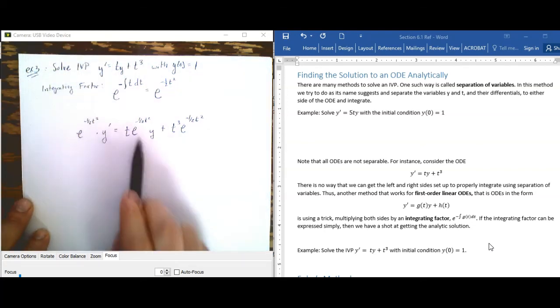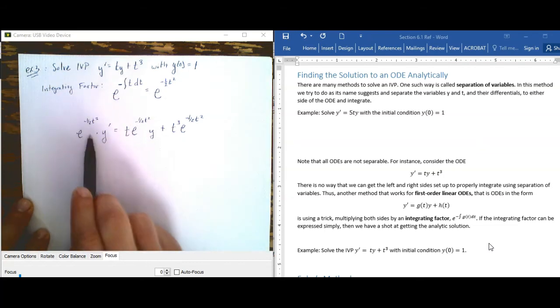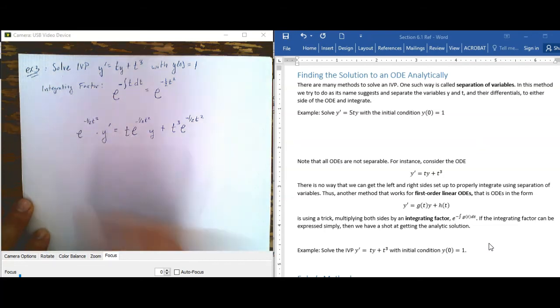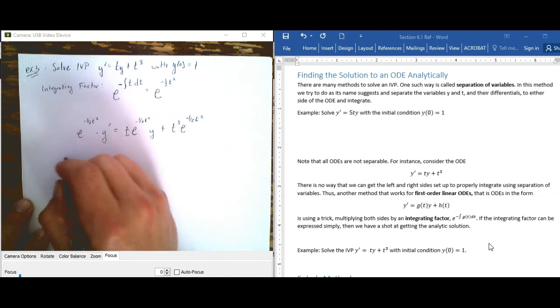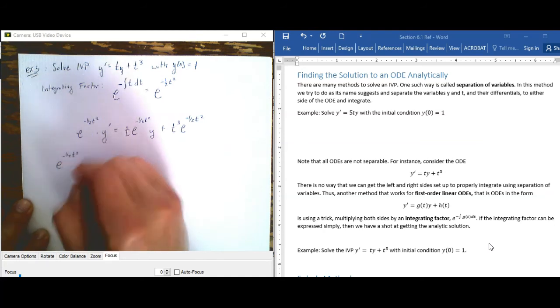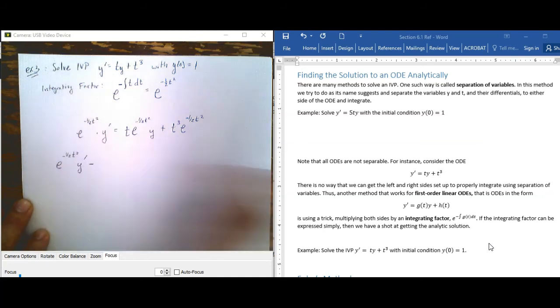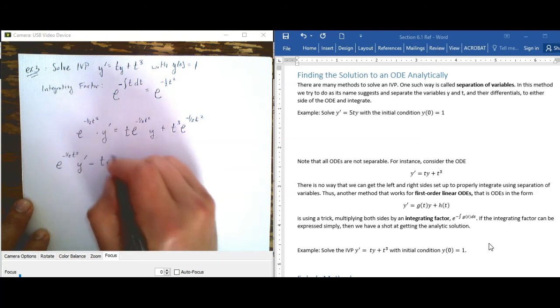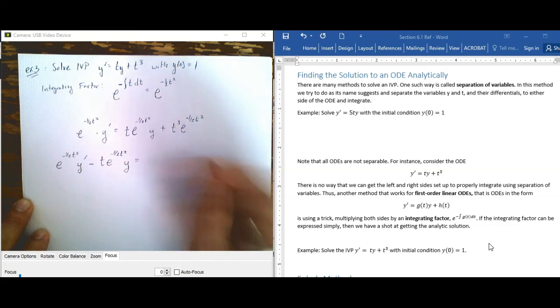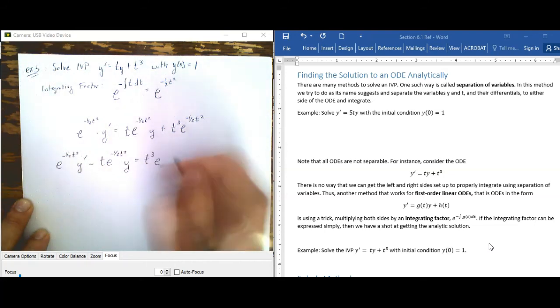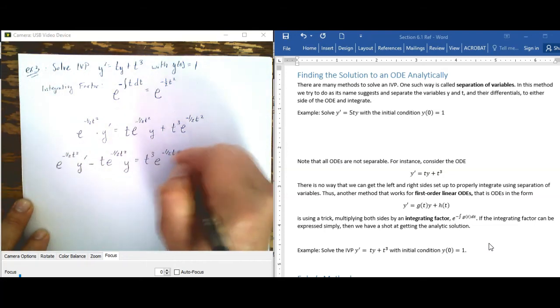Now, to use our trick, we need to move the term involving y to the left-hand side. So we'll get e to the negative 1/2 t squared y prime minus t e to the negative 1/2 t squared y equals t cubed e to the negative 1/2 t squared.